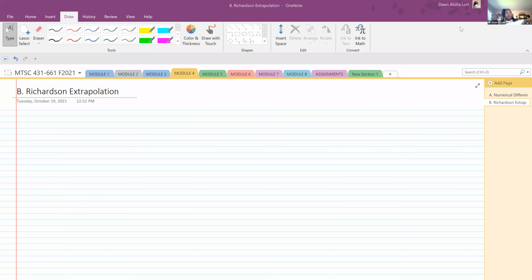Okay, so now the last part of this is Richardson extrapolation, and then we'll go on to integrals. And integrals are actually rather easy because you have done the trapezoid rule, you've done Simpson's rule, and so integrals is actually not that difficult. Some of it will be review, some of it will be new, but I think Richardson extrapolation is definitely going to be new to all of you.